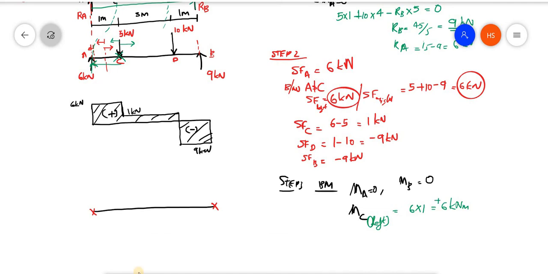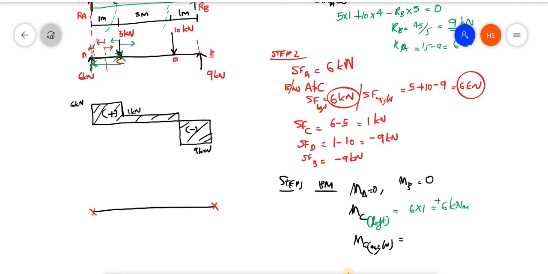Some of you may have a doubt: we can take the right. So I am taking the right also. Let me check what loads are to the right: 9 kilonewton and 10 kilonewton. First I have to understand the sign convention: the right of the section taken anti-clockwise is positive.